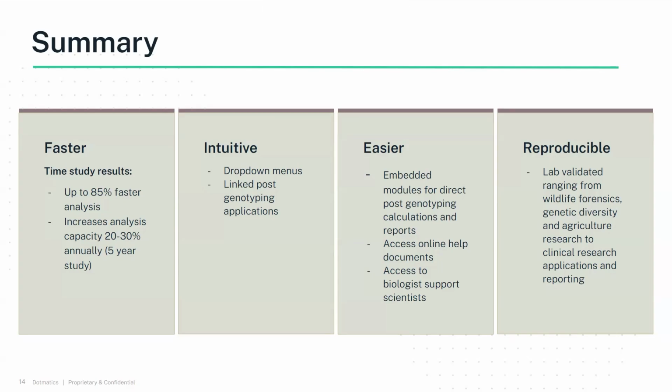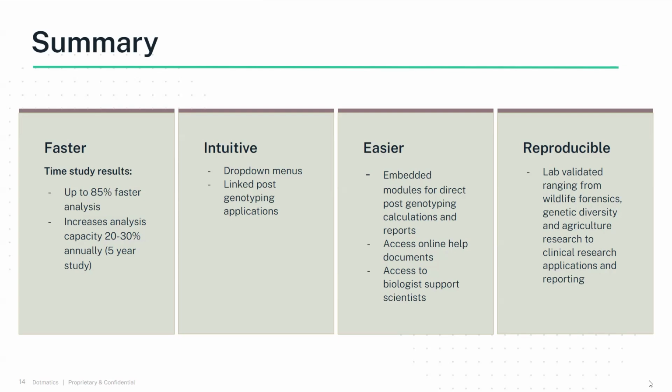Let's break it down into a few groups. Time studies indicate up to 85% faster analysis in some cases, and increased analysis capacity of 20 to 30% annually. This is from a 5-year study using ChimeRMarker. Please go to our website or contact info@softgenetics for these references.